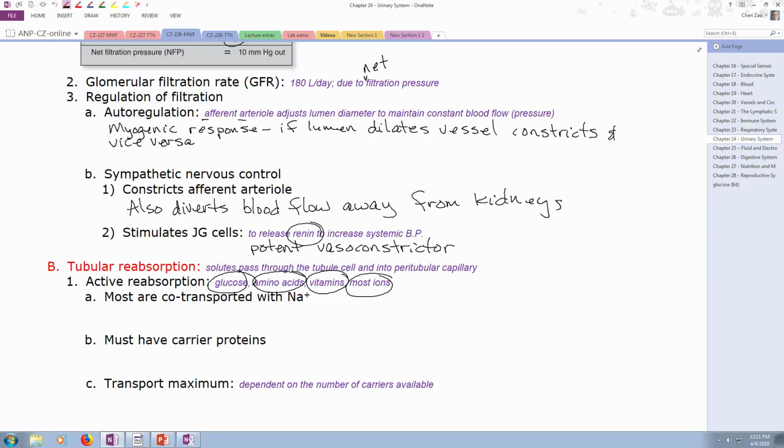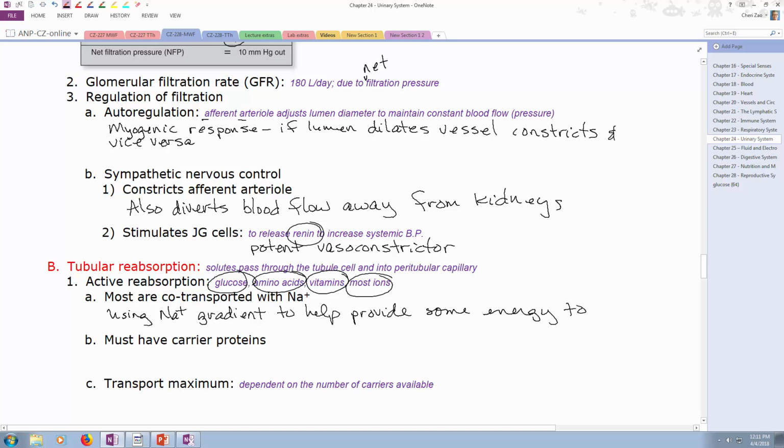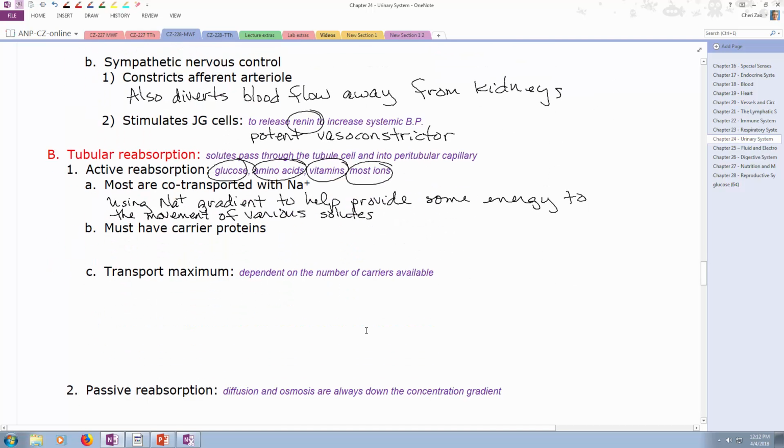So with the co-transportation of sodium, we are using the sodium gradient to help provide some energy to the movement of various solutes. In order to move these solutes into the cell of the tubular system, we have to have carrier proteins on the luminal side as well as on the basal side, to ultimately get them into the bloodstream. And remember, carrier proteins are going to be transmembrane proteins for us.